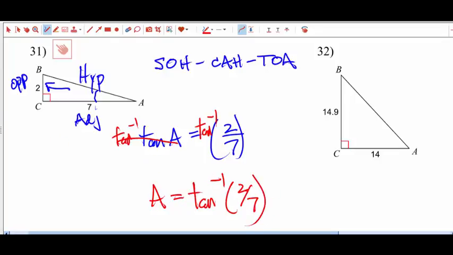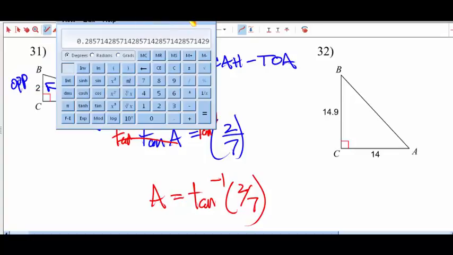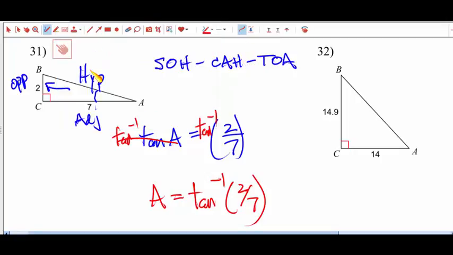And I get that. So now I need to do that on my calculator. So I'm going to do 2 divided by 7, and then I'm going to do inverse tan. So inverse tan, and I get 15.9 degrees. So that means A is 15.9 degrees.